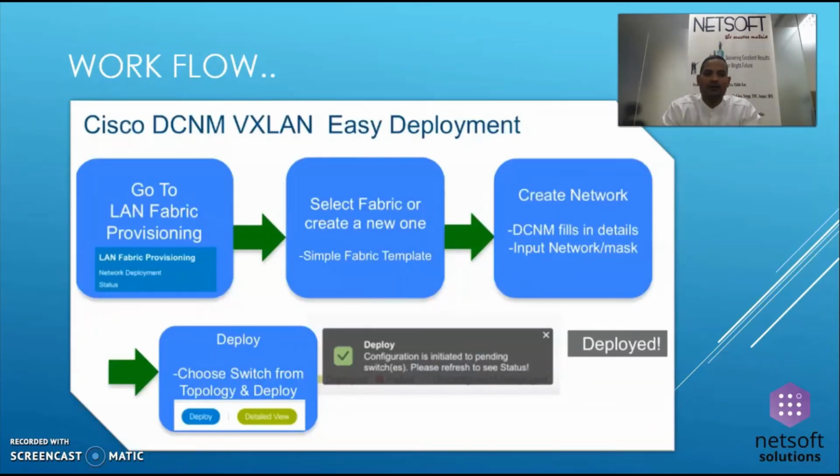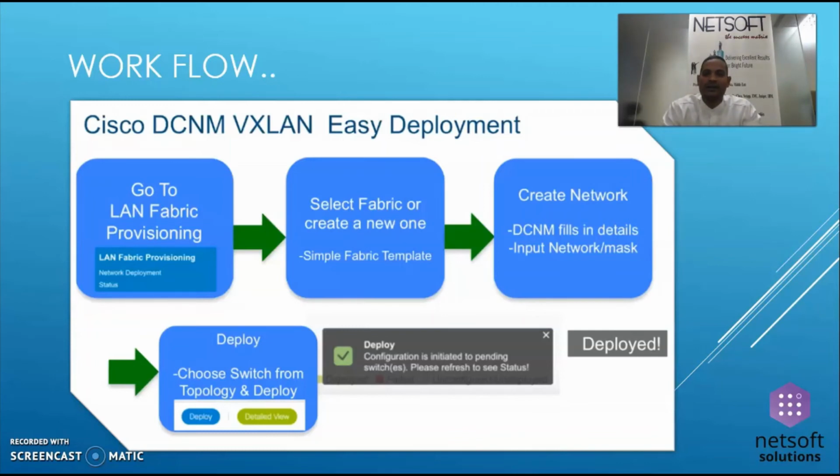The working flow of DCNM. DCNM has four phases. First is the provisioning phase, where you will provision your fabric. Second is your building phase. In that building phase you will select a fabric or create a fabric. If you already have a fabric, then you have to select that fabric. If you don't have the fabric, you have to create a fabric.